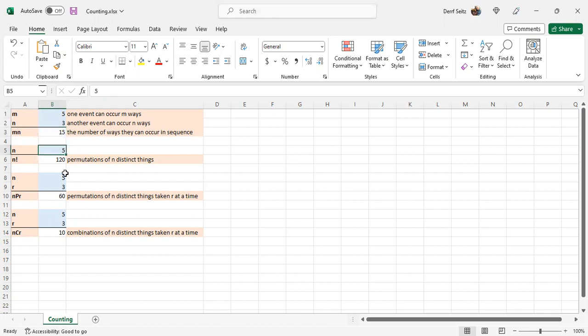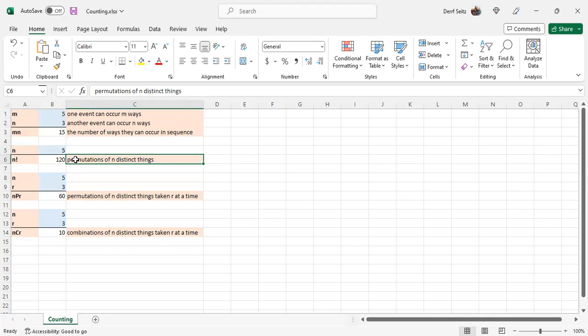The next section takes a number n and calculates n factorial. The n with an exclamation point, that's read n factorial. And what that is, it's the number times 1 less and keep going down. So in this case, it's 5 times 4 times 3 times 2. And we throw in the times 1, even though that doesn't do anything.